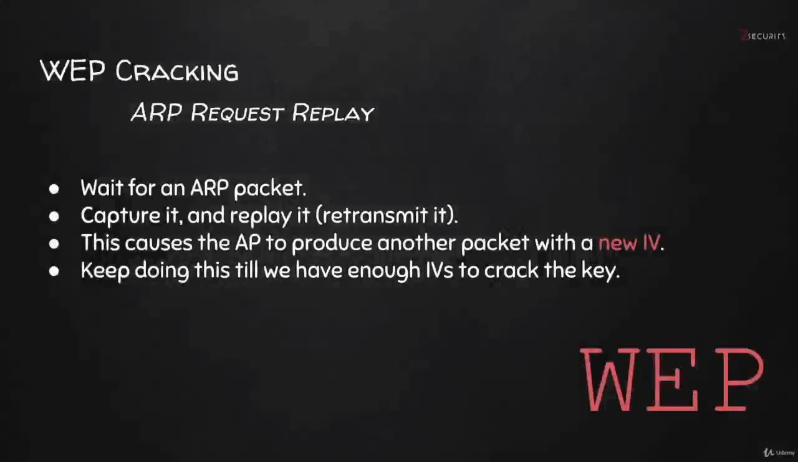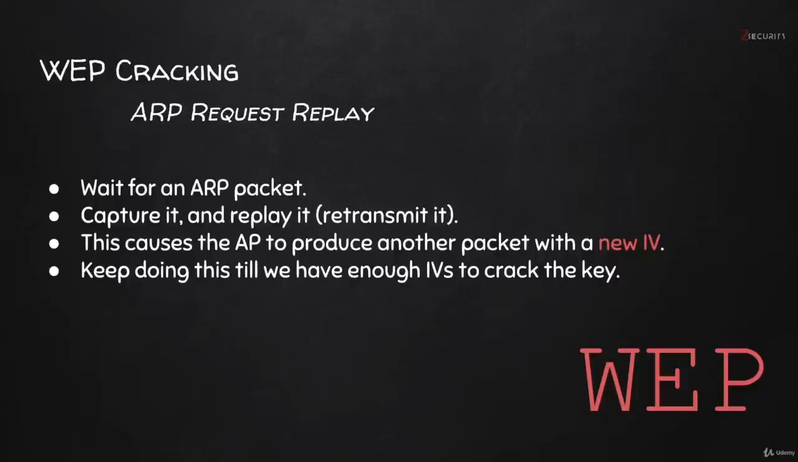So the idea behind this method is to wait for an ARP packet, and I'll talk about ARP in more details later on. So for now, just think of it as a special type of packet that we're going to be waiting on. Once this packet is sent in the network, we're going to capture it and retransmit it. Once we do this, the router is forced to generate a new packet with a new IV. So, by repeating this process, we will be forcing the router to continuously generate new packets with new IVs.